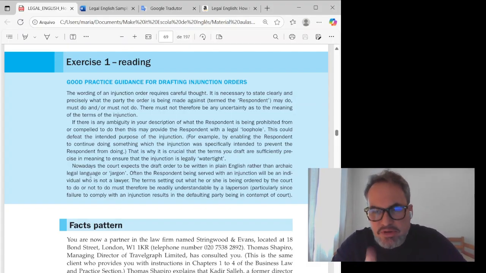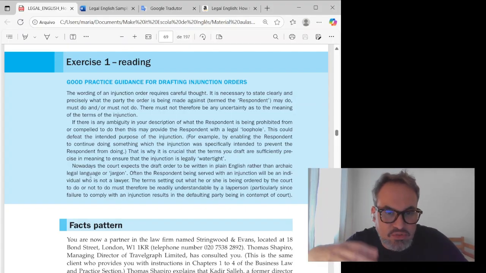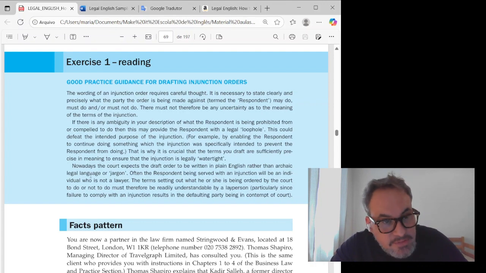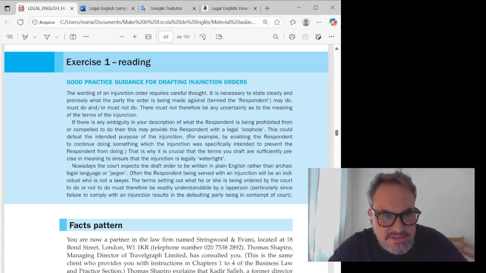We are checking this vocabulary in 5 minutes. This could defeat the intended purpose of the injunction, for example, by enabling the respondent to continue doing something which the injunction was specifically intended to prevent the respondent from doing. So here we have some interesting terms, right? The first one is, let me see here, respondent.